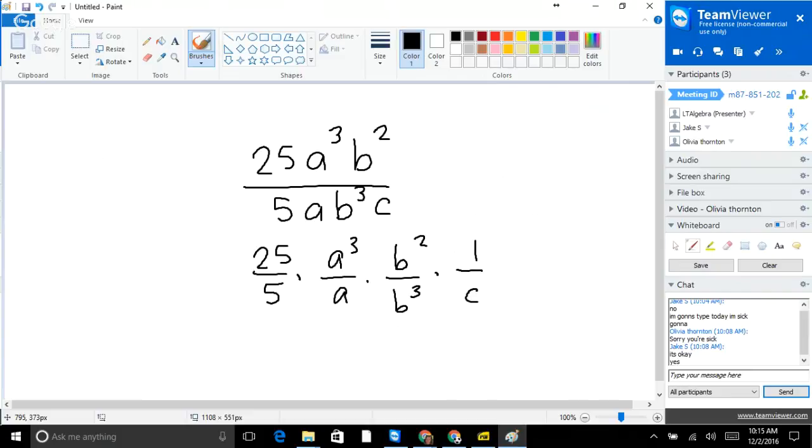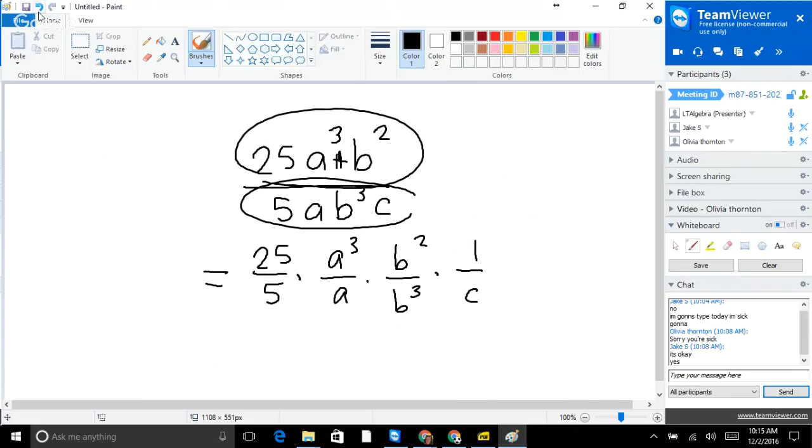And you're allowed to break this up. These two are equal to each other because this is all multiplication and this is all multiplication in their division. If you threw in a plus in between these two, then you can't do this anymore. So this only works when it's all multiplication. Okay, so we've got 25 divided by 5. That's just 5, right? We've got a cubed divided by a.